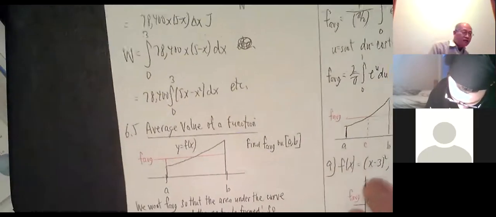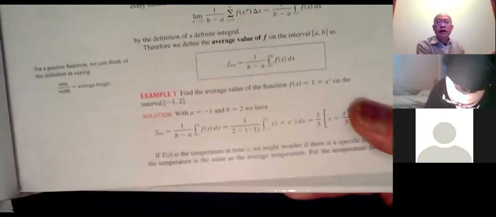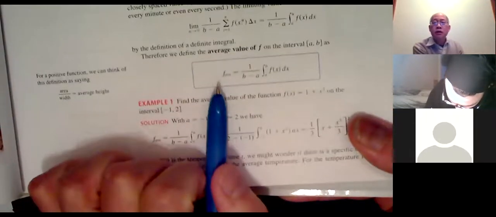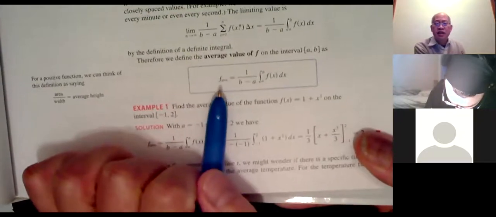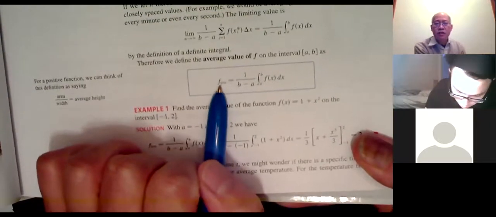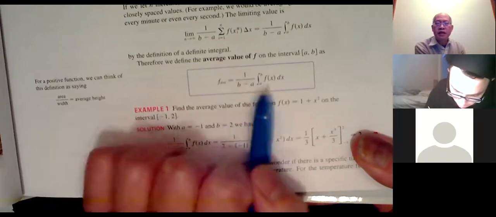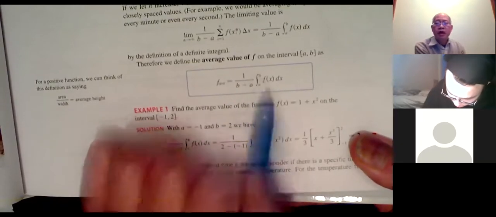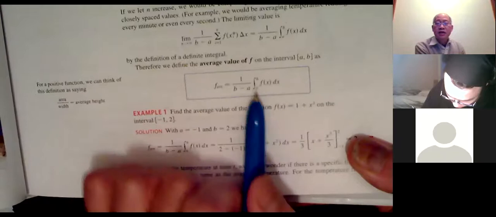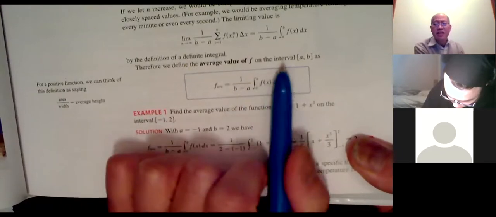6.5 is on the average value of a function. Here's the formula again. You can put it on your cheat sheet. F average, AVG. Well, it says AVE, but I like AVG. 1 over b minus a, integral from a to b of f of x dx. 1 over b minus a is basically the length of the interval.